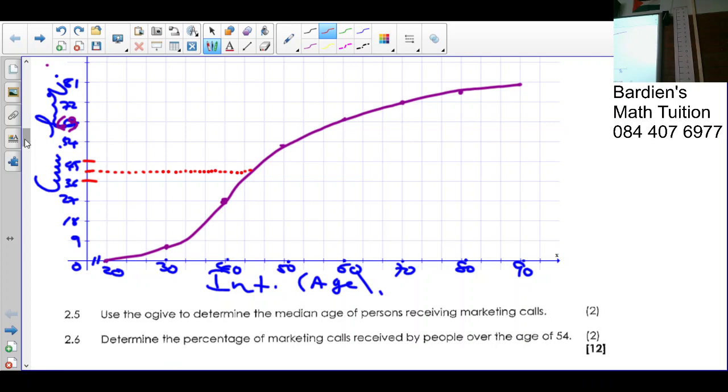As it hits the curve, I turn it and I go down here, and I take that reading there. Can you see? We read here, that is 40, that is 50. It does look like it's in the middle of that. What's in the middle of 40 and 50? 45. So you know it's 45, in the middle of the two.